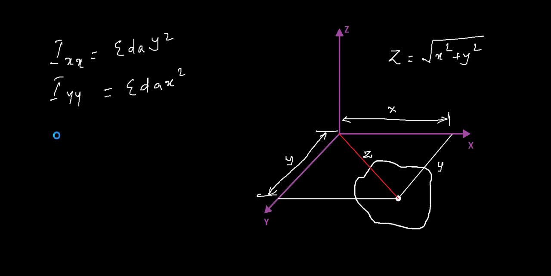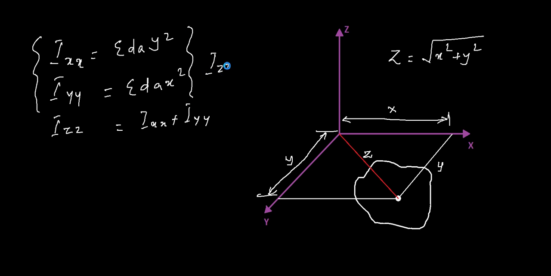Now what we said earlier on is Izz equal to Ixx plus Iyy. Now if you follow these two conditions, you can write Izz equal to summation dA z square. Now you know z is root of x squared plus y squared, so z square is x squared plus y squared.